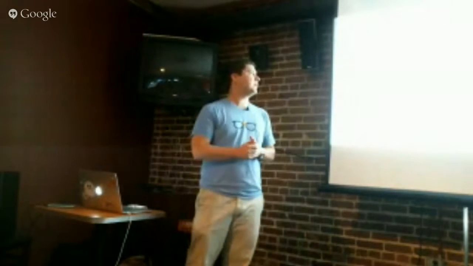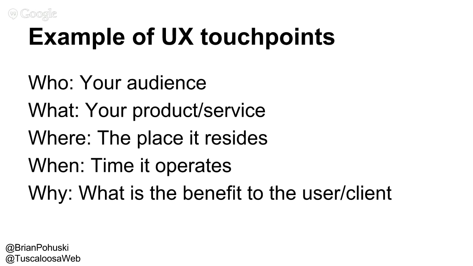Just for an example, who is maybe your audience? What is maybe your actual product or service if you're selling something? A where might be the place it resides, the software it lies in. A when might be the time it operates or functions. And then what is the benefit to the user, or possibly the client? UX, there's a million different things out there for UX. It's a broad term that's overused, but it really can apply to a lot of different situations. Like I said, a good way to describe it is all the W's without the how.